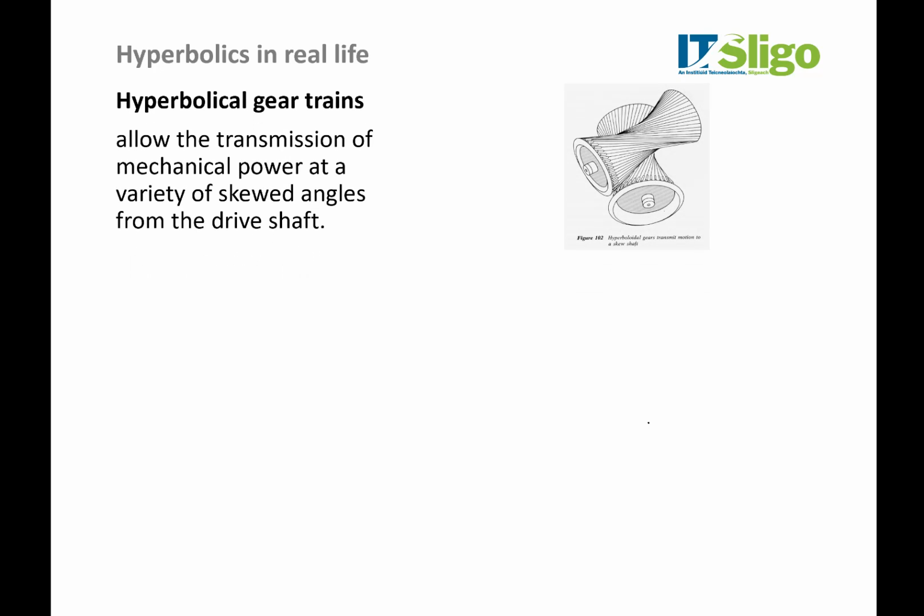Just a few other places where they appear. We're nearly finished now. In gear trains. So here, this could be the drive shaft, but it's trying to turn a wheel at an angle, or trying to turn a motor, trying to turn something else at an angle. Hyperbolic gears are used for that. There's lots of different ways. If you needed to go just at right angles, there's a few different ways that will get you there. But when you need to go off at an angle from the main drive shaft, that's where you'd use a hyperbolic gear train.